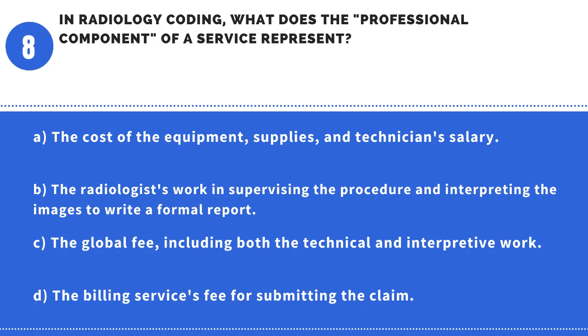Question 8. In radiology coding, what does the professional component of a service represent? A. The cost of the equipment, supplies, and technician's salary. B. The radiologist's work in supervising the procedure and interpreting the images to write a formal report. C. The global fee, including both the technical and interpretive work. D. The billing services fee for submitting the claim.